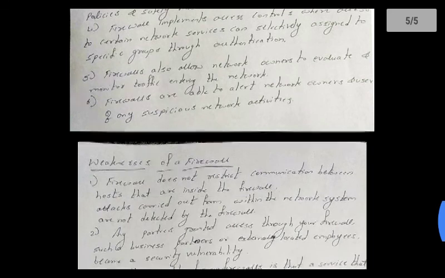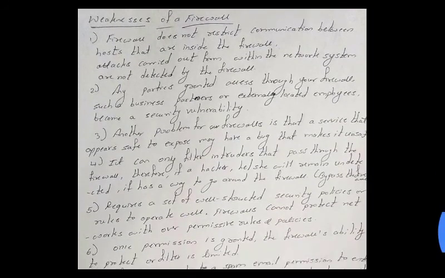The next one, if you are going to see the weaknesses of the firewall: the firewall does not restrict the communication between the hosts that are inside the firewall. Is it clear? So attacks carried out from within the network system are not detected by the firewall. You don't know that a person with bad intention may be present inside your organization also. Is it clear? So he is responsible for that attack. So the firewall doesn't identify the attacks which are carried out from within the network system.